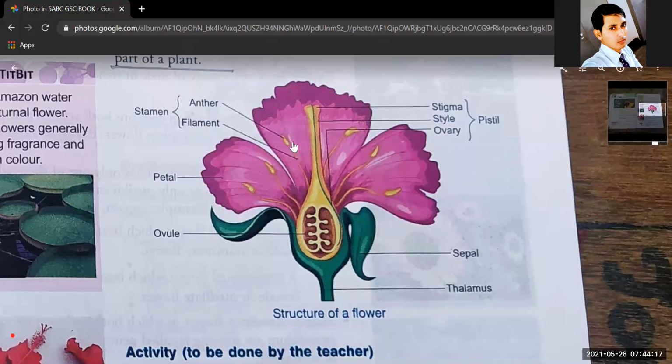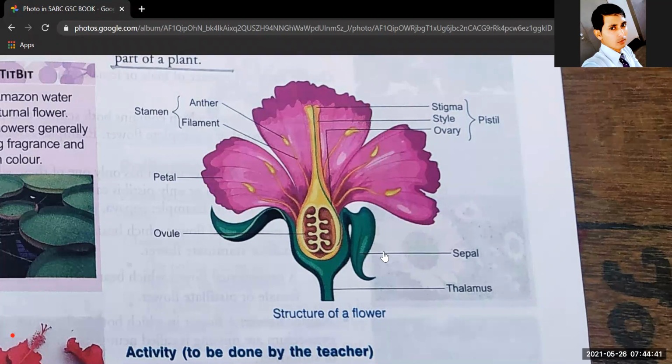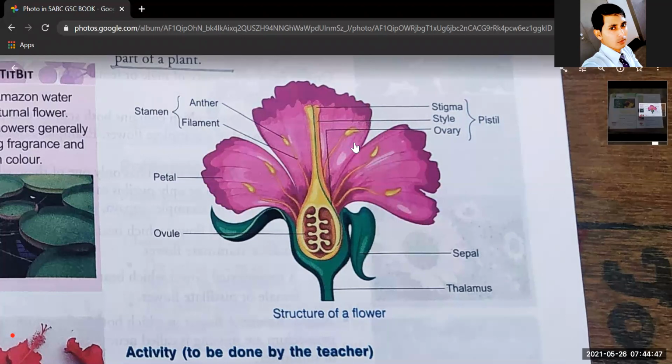Then here you can see this part is called anther, and this one is called filament, and these two collectively you can say stamen. This part is called petal and this part is called ovule. So this is the structure of a flower. Very important. I can ask you sometimes, all students, a picture-based question in which I will put the picture of this flower and you have to label the rest of the parts. So you have to keep the structure of a flower in your mind.